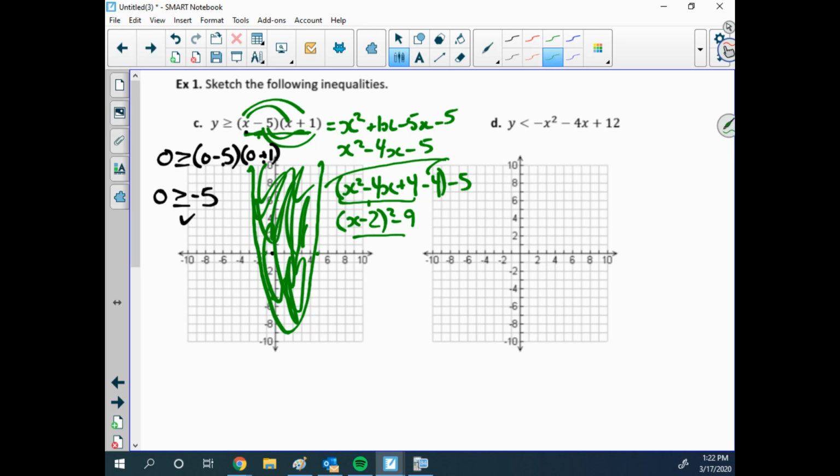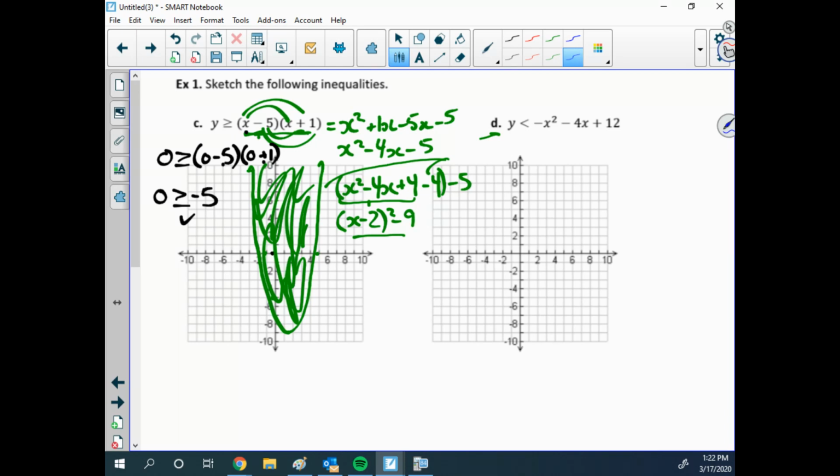All right, I would invite you to take a second right now and try example D on your own. So pause the video, do whatever you have to do to sketch this function, and then turn the video back on and make sure you're correct.